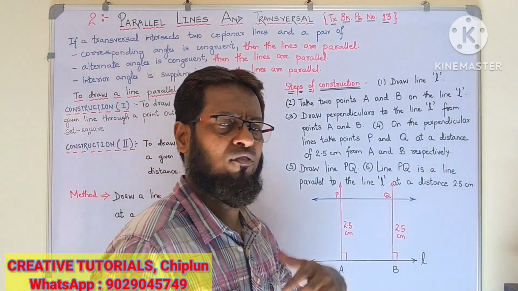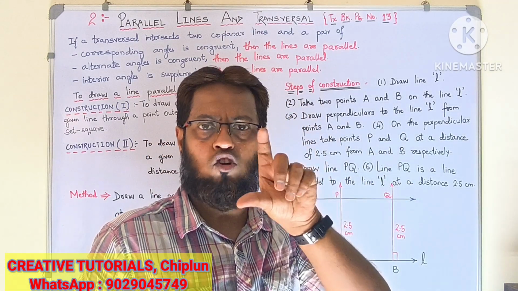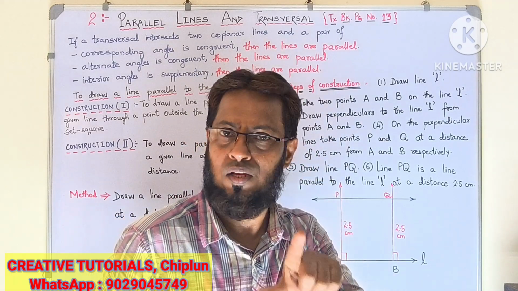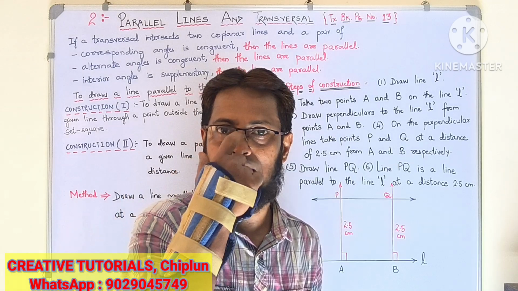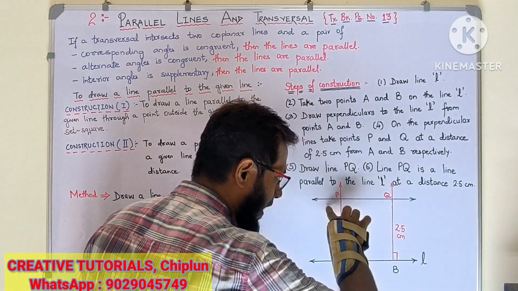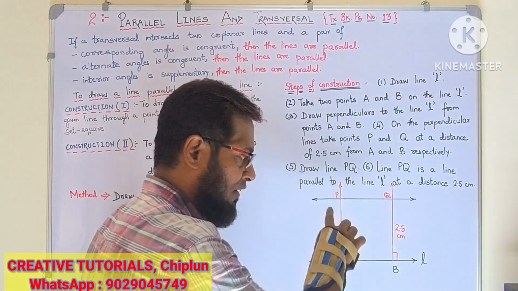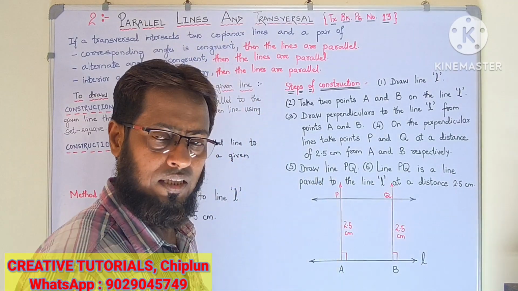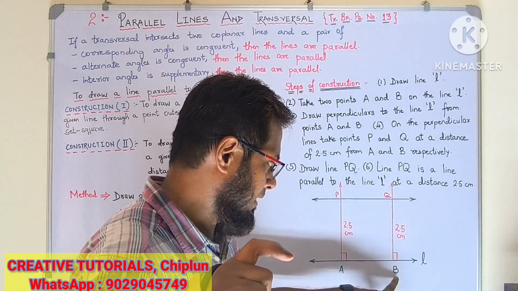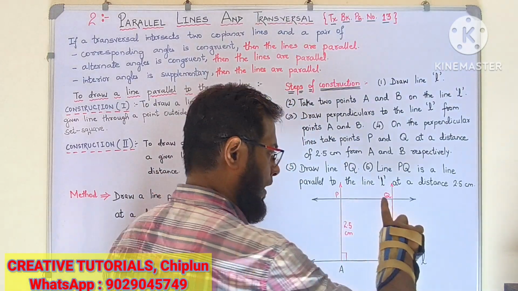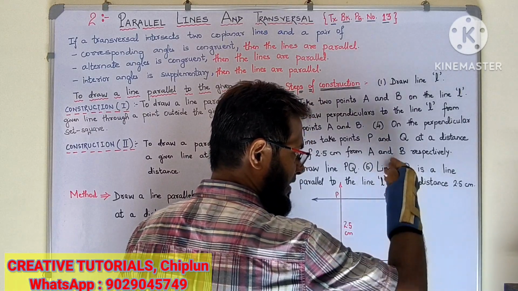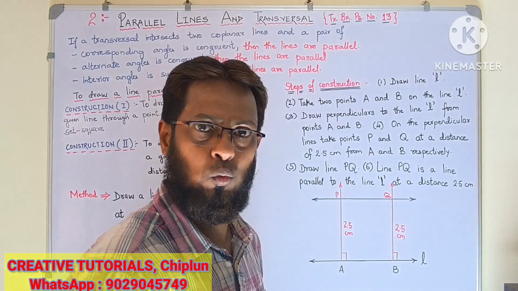The other way of doing it is what? You can take your compass, and in your compass, take a radius of 2.5 centimeters. With 2.5 centimeters radius, with A as center, draw one arc on this line. Wherever it cuts, that is your point P. With the same measure of 2.5 centimeters radius, and this time with center B, cut the arc on this line. Wherever the arc intersects this line, that is your point Q.